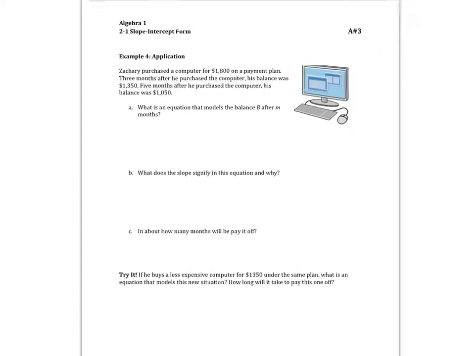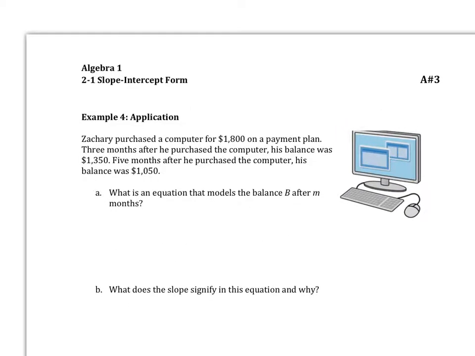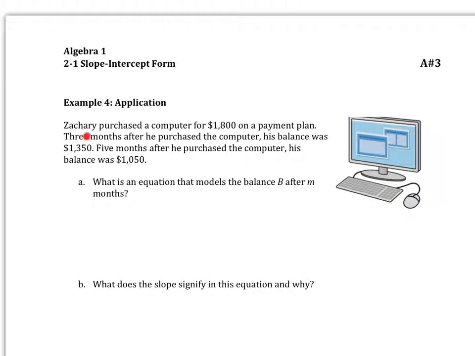The last thing we're going to look at is an application. So Zachary purchased a computer for $1,800 on a payment plan, which I don't suggest doing. I would suggest paying cash all the time, but this is what he did. 3 months after he purchased the computer, his balance was $1,350. 5 months after he purchased the computer, his balance was $1,050. What is an equation that models the balance B after m months? So let's address this and see what we actually have.